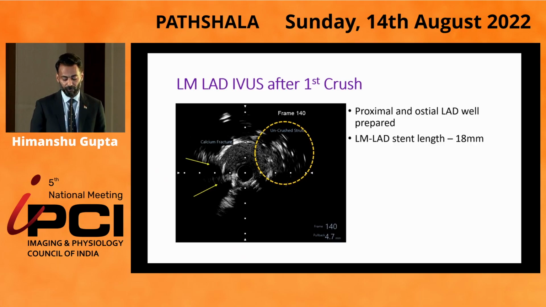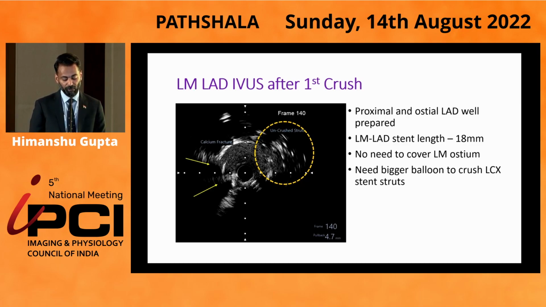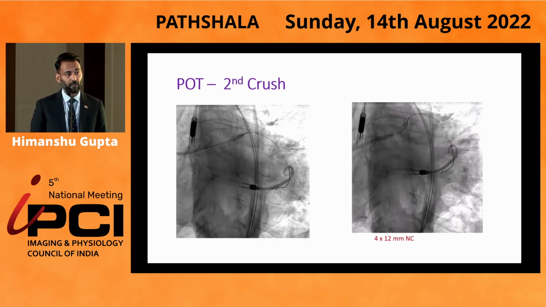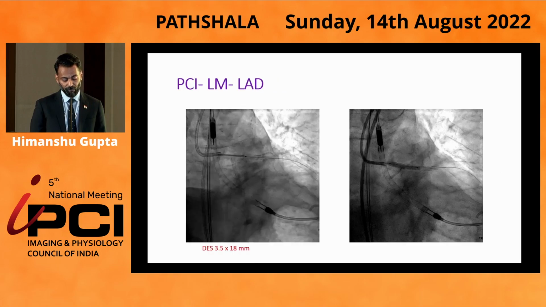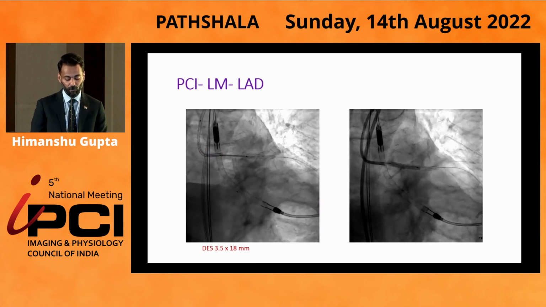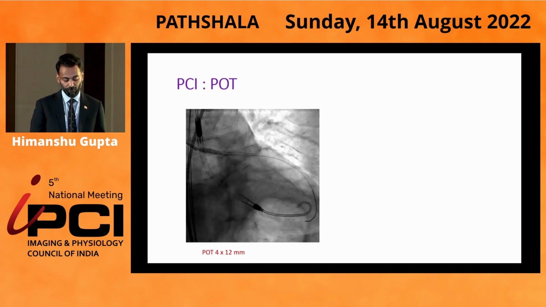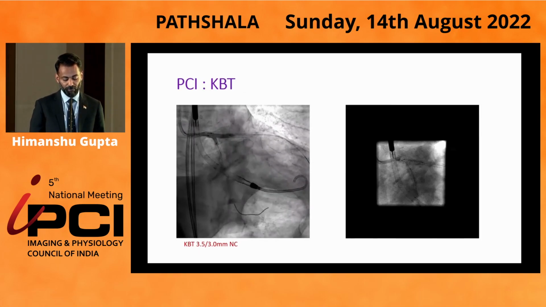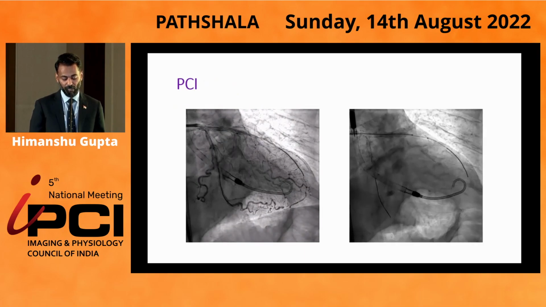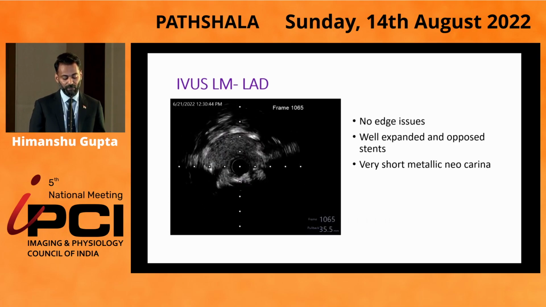Left main to LAD will be an 18 millimeter stent. The ostium of the left main is clean, does not need a stent, and we need a bigger balloon to crush the circumflex stent struts which are still hanging in the distal left main. So we do a second crush with a 4 into 12 millimeter balloon in the distal left main, follow it up with a 3.5 into 18 stent from the shaft of the left main to the proximal LAD, do a POT with a 4 millimeter balloon, do kissing with appropriately sized balloons, and then we have an angiogram and we image from both directions. So I'll just let it play.